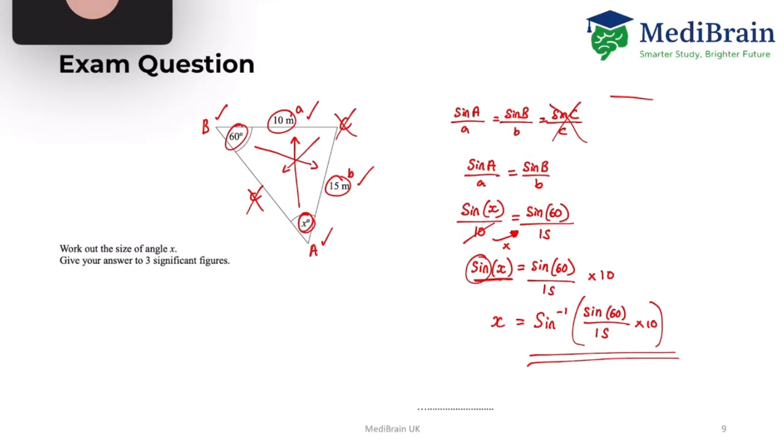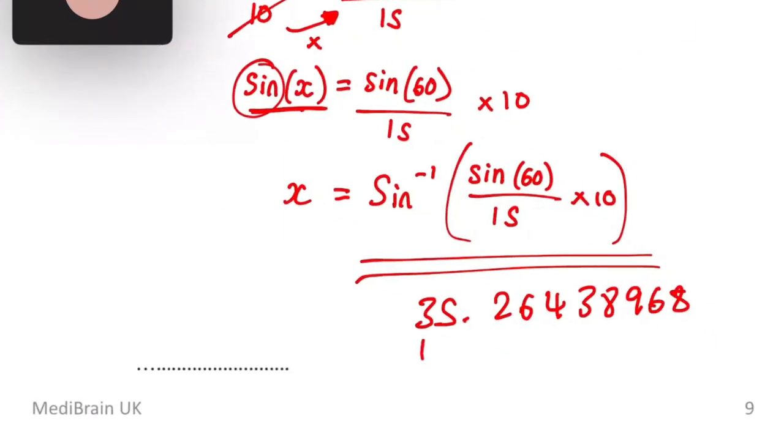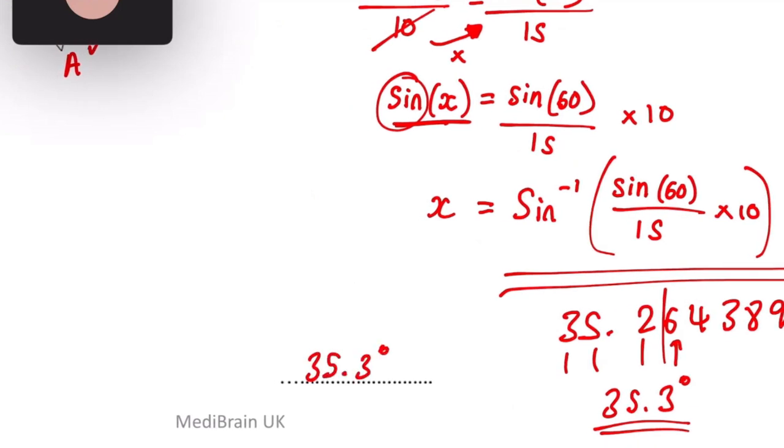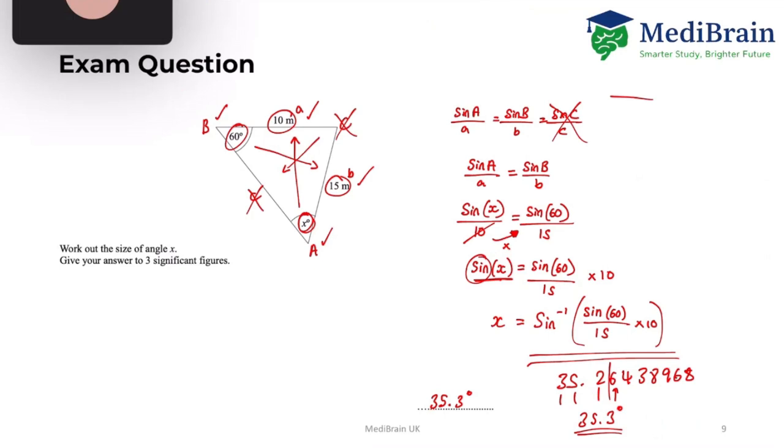Okay, so if we type that into our calculator, sine -1 of sine 60 over 15 multiplied by 10, that's going to give us an answer of 35.26438968. Okay, so if we round that to three significant figures, 1, 2, 3, 6 rounds up, so we're going to have 35.3 degrees as our final answer. Okay, so that's going to be our final answer for this question.